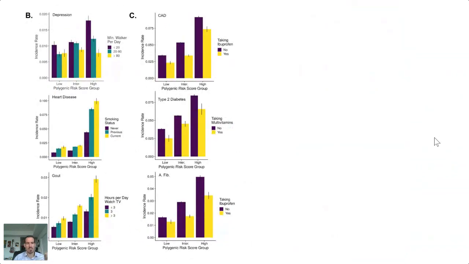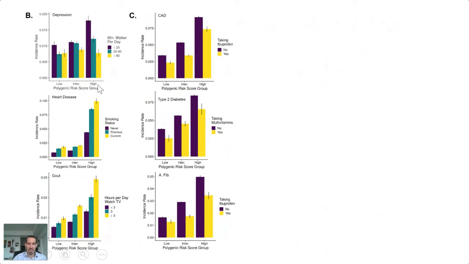For this talk, it's important to point out they went further to look at the stratified analysis, gene by environment interaction, the incidence rate of the diagnosis of interest. In the top left here is depression, right? How many people in the sample had depression who also had a low, intermediate, or high value of the polygenic score, and then walked a certain amount per day, right? Minutes of walking, less than 20 minutes, 20 to 60, 80 minutes, I guess, and more than 80 minutes. So this is gene-environment interaction, textbook, right?